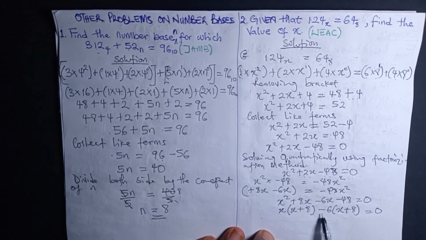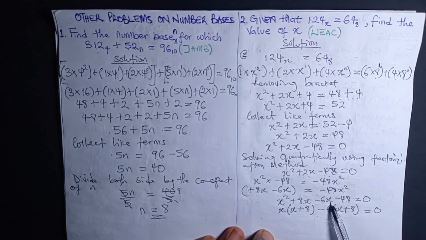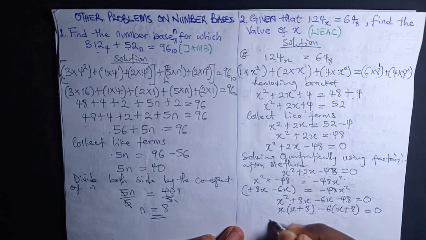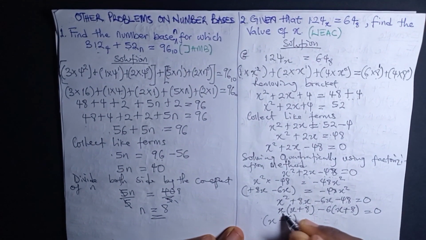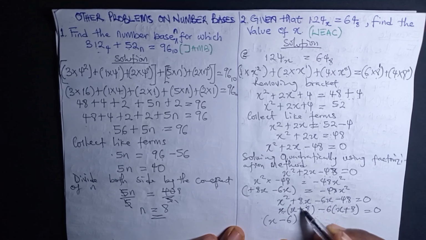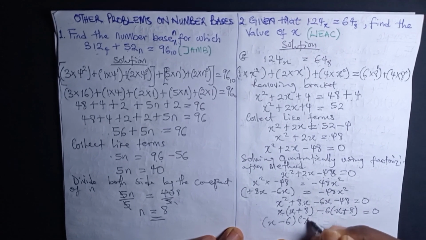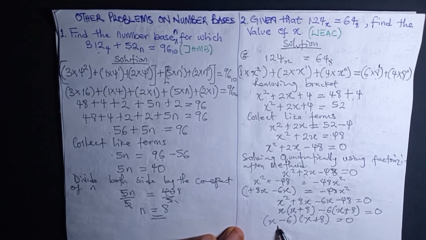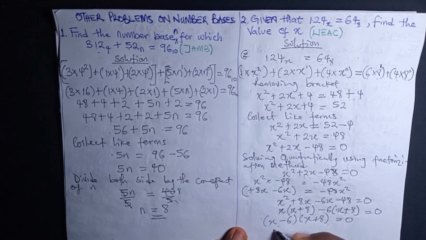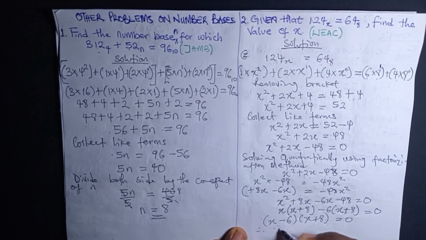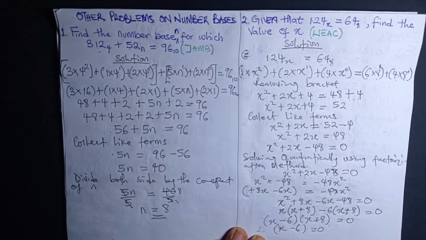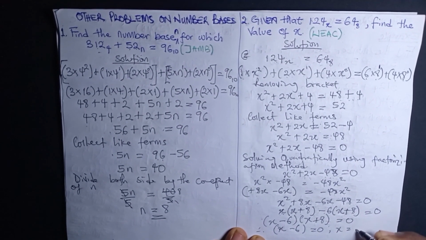If you multiply minus 6 times x, you get minus 6x. Minus 6 times plus 8 gives you minus 48. So you take x minus 6, this x outside and this minus 6. Since everything in the bracket is the same, you collect one. You have x plus 8 equal to 0. Now if we equate this and this, therefore x minus 6 equal to 0, x will be equal to plus 6.